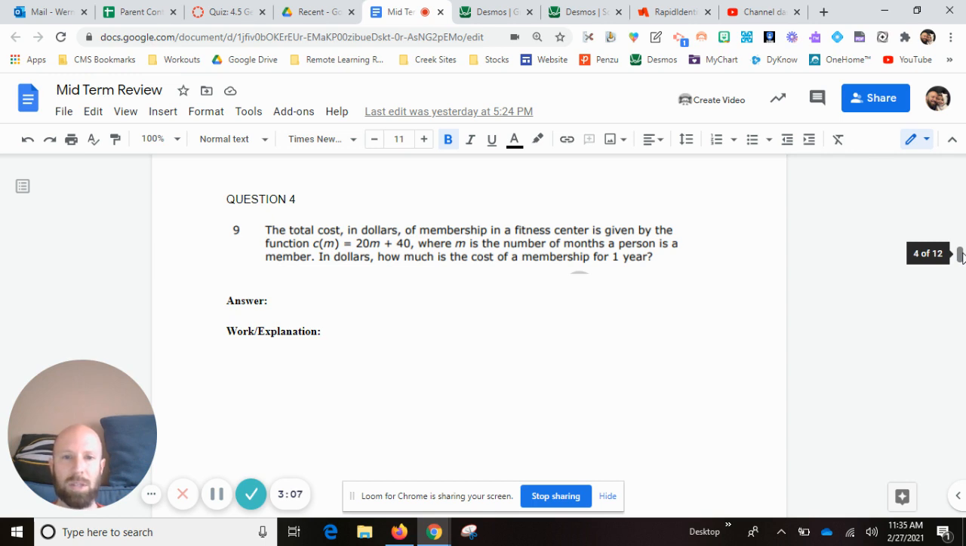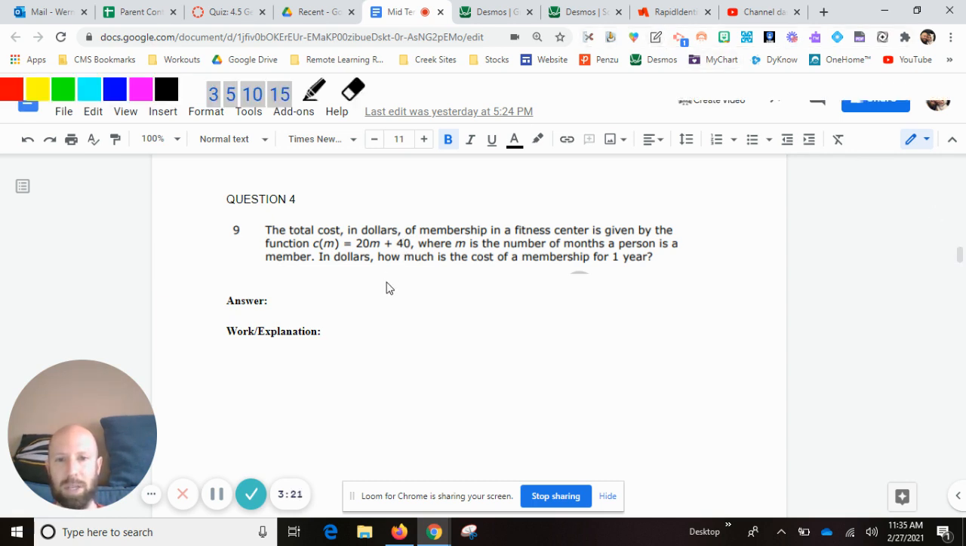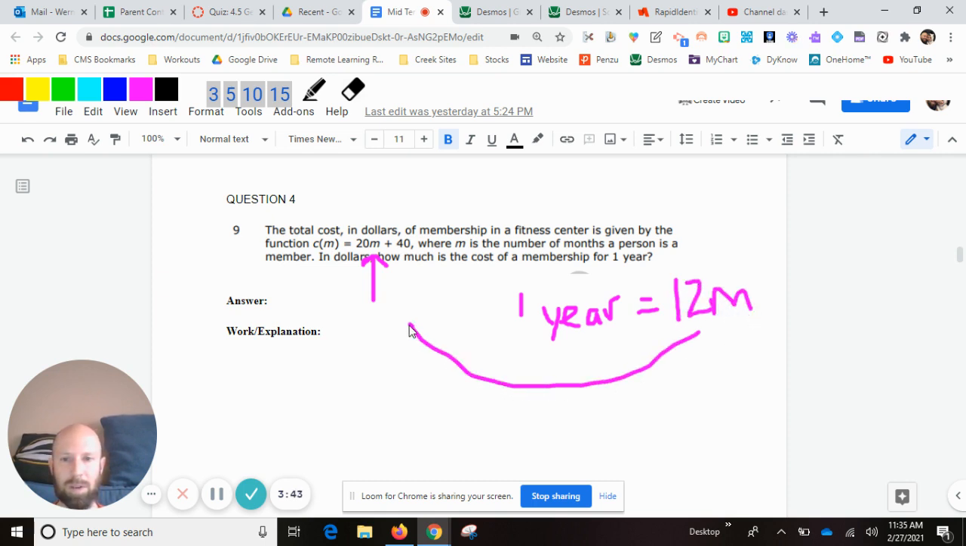Total cost in dollars of membership at a fitness club is given by the function C of M equals 20M plus 40, where M is the number of months that a person is a member. In dollars, how much of the cost is the membership in 1 year? Well, M is what we're going to be plugging in, but again, M is months. This is telling us 1 year, so we can't put in a year. We need to convert that to months. We know that there are 12 months in 1 year. So 12 is the number we need to put in for M. So it's 20 times 12 plus 40.